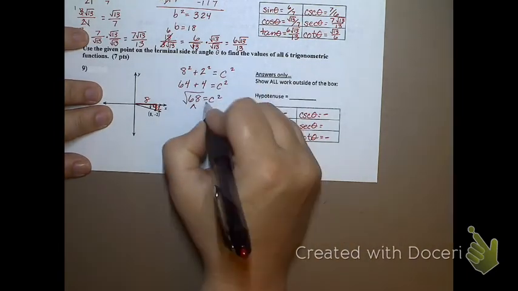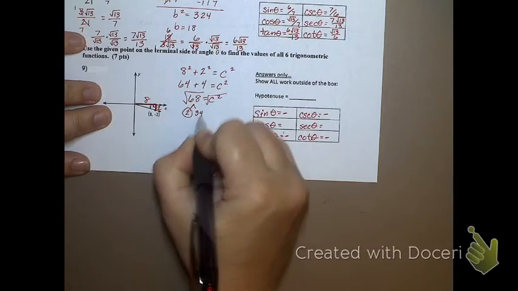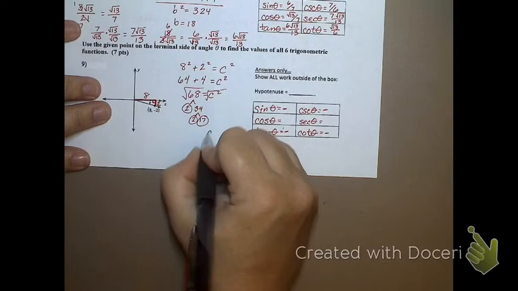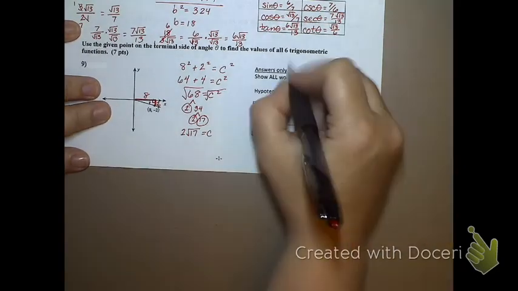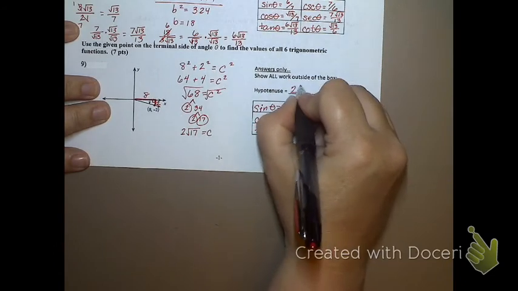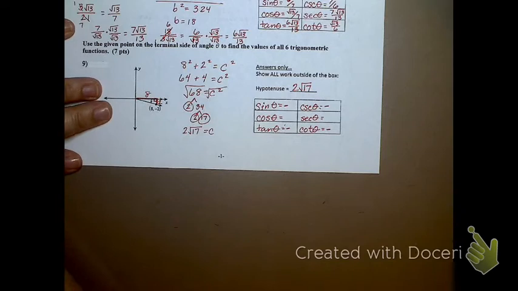If it gives you a decimal, then you draw a tree. So let's see. 68 is 2 times what? 34. 34 is 2 times 17. So what does C equal? 2 rad 17. That is my hypotenuse. No decimals allowed anywhere. Okay?